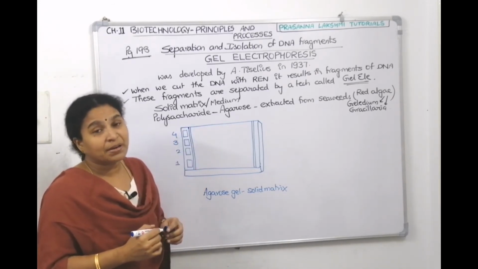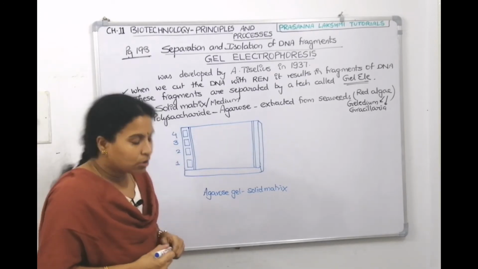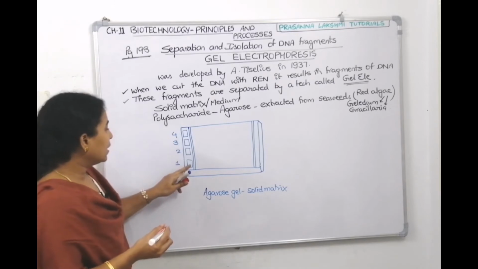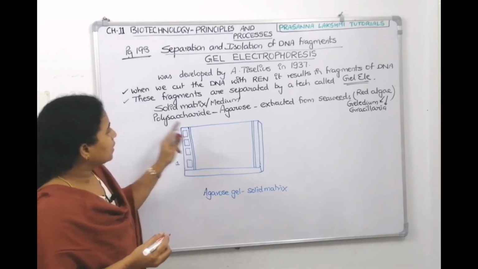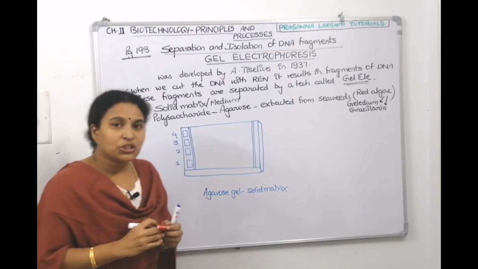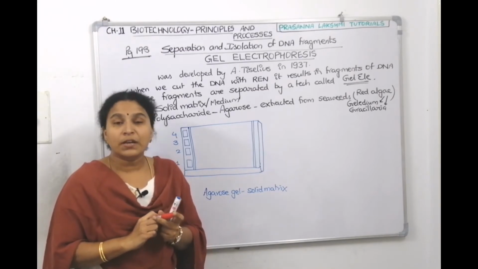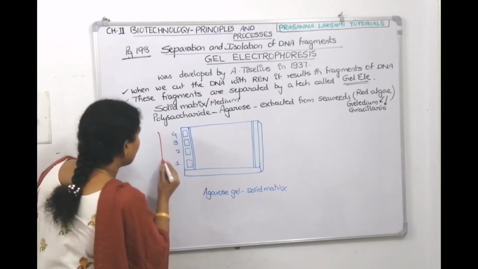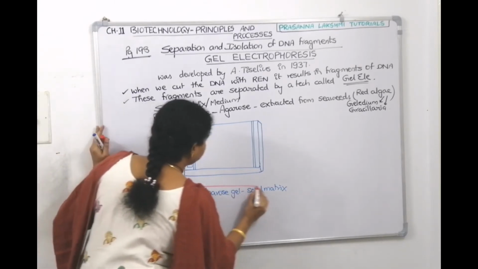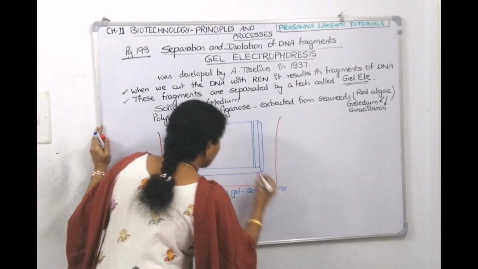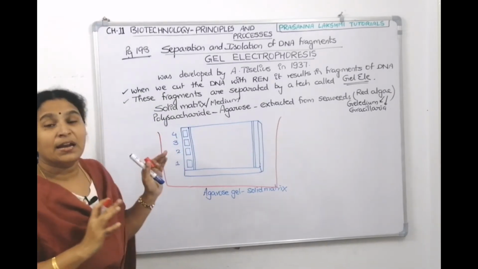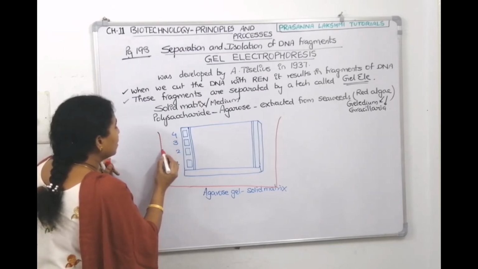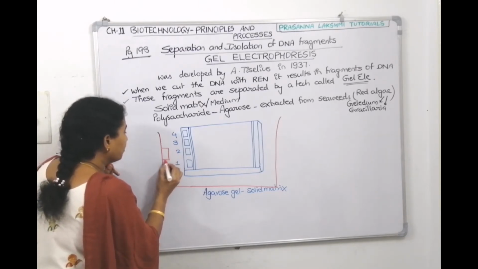That green colored sample, red colored samples are there, no? Now load those samples. We have loaded in these wells, this well, this well, this well, this well. Now this gel is completely loaded. What we need to do now? Now keep the gel in the gel electrophoresis chamber.